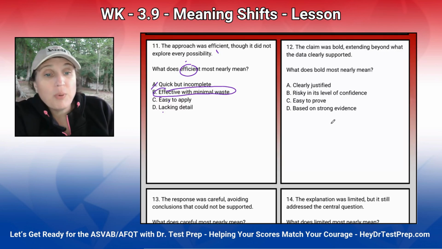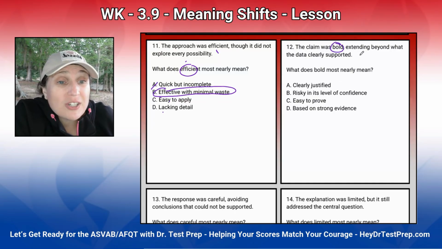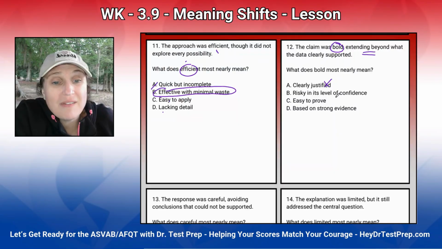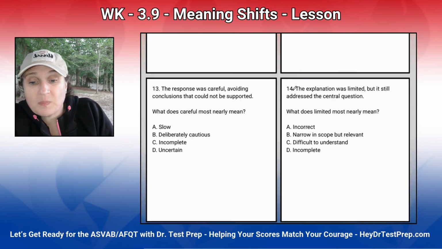The claim was bold, extending beyond what the data clearly supported. Bold, clearly justified, not if it extended beyond. Risking its level of confidence, probably. Easy to prove, not because it went beyond, because the data can't support it. Based on evidence, no. Risky is the best answer.